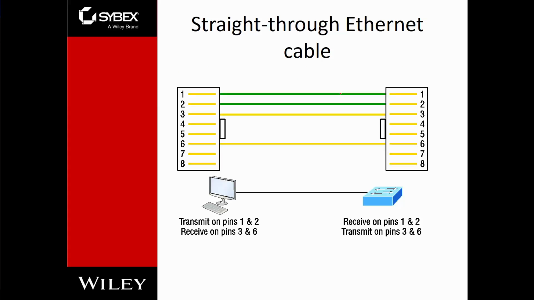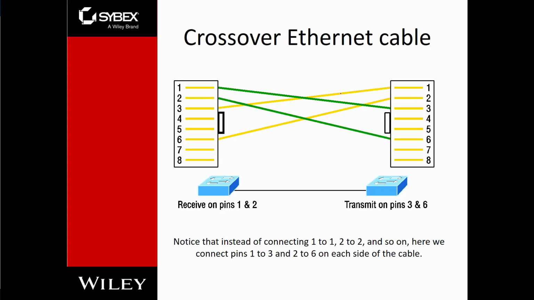What is the pinout for a straight through? Normally we map 1, 2, 3, and 6 on both sides. For a crossover, we actually map 1 and 2 to 3 and 6, and we map 3 and 6 to 1 and 2.